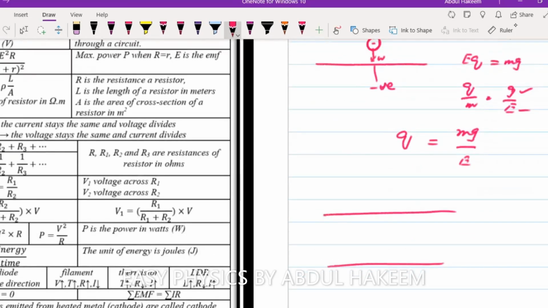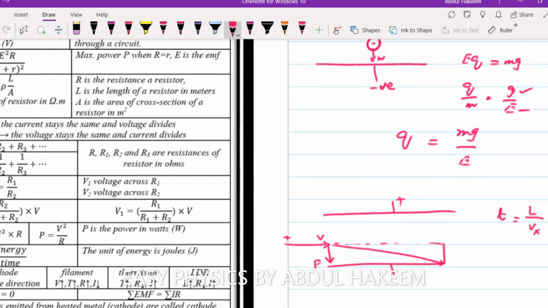If this is a combination, this is positive plate, this is a negative plate. If the charged particle enters here, suppose it's a positively charged particle. This is the electric force. It bends down. The horizontal velocity will remain same. So the time taken to escape the field will be the length of the plate divided by horizontal speed.